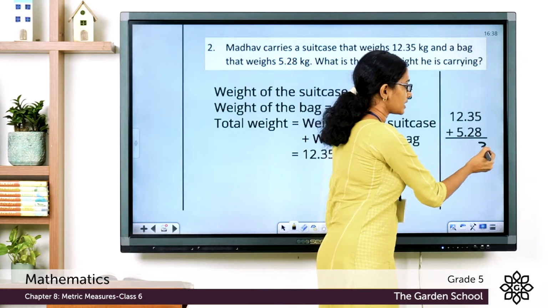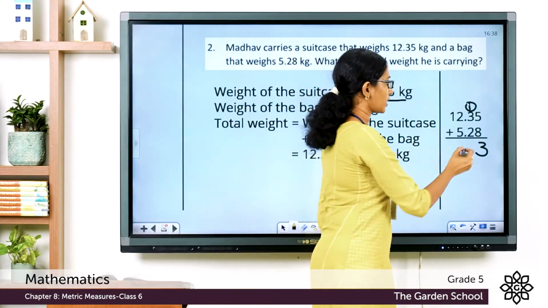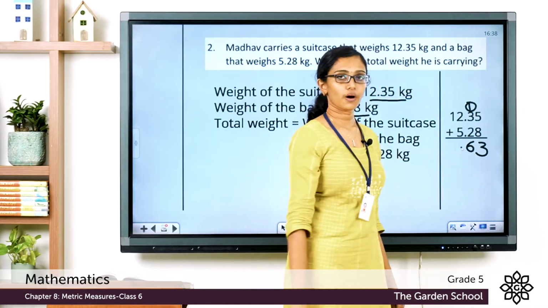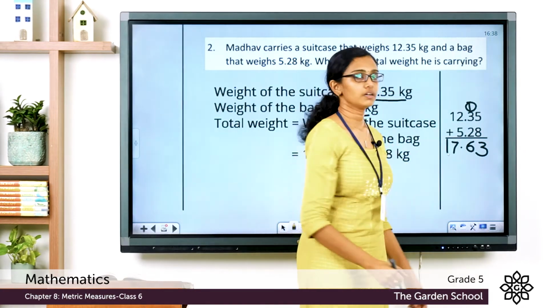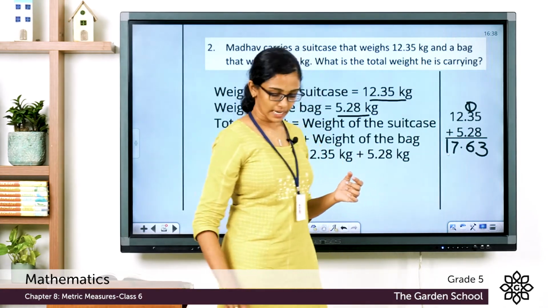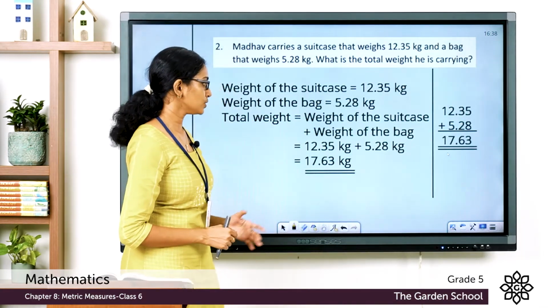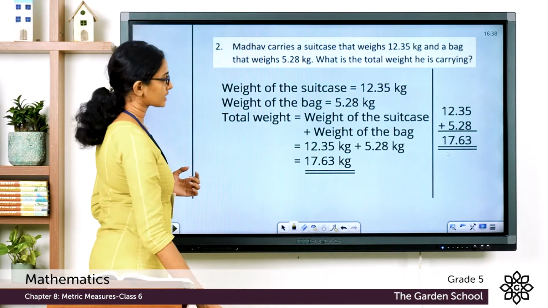Now let's add the measurements. 5 plus 8, that is 13. A carry over 1 here. 3 plus 2, 5 plus 1, 6. Put the decimal point. 5 plus 2, 7. Then 1 here. You have already learned the addition of decimals in previous chapters. So the answer is the total weight is equal to 17.63 kilogram.